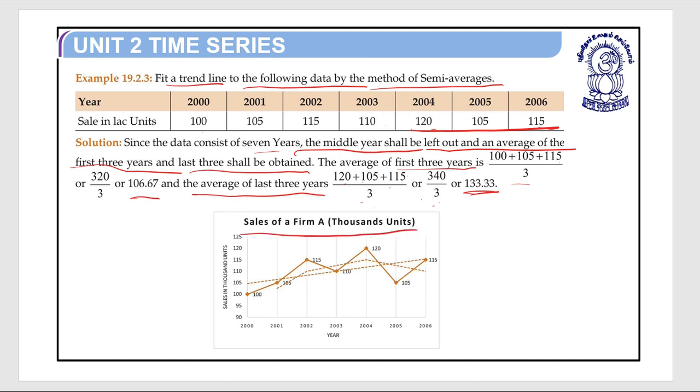Sales of a firm, in thousand units per year: 90, 95, 100, 105, 110, 115, 120, 125. Okay. So for 2000 it is 100, plotted here. 2001 it is 105. 2002 it is 115. 2003 110. 2004 it is 120. 2005 it is 105. 2006 it is 115. Okay.